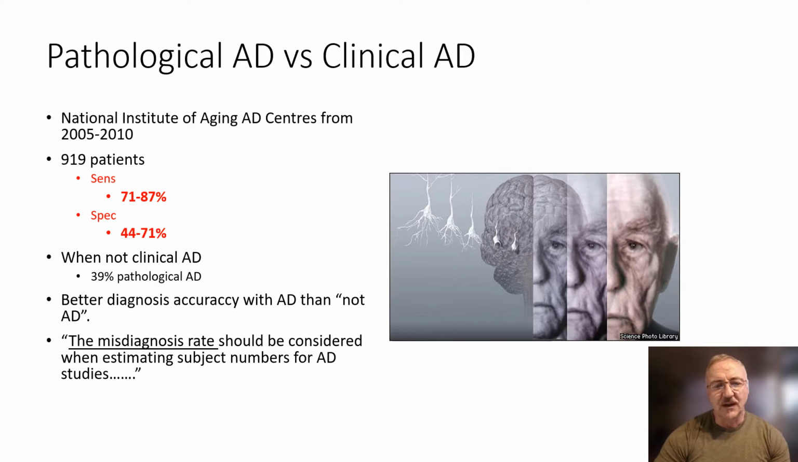Interestingly, when clinicians said there was no clinical evidence of Alzheimer's disease at all, 39% of patients had pathological Alzheimer's disease, and these investigators said an interesting thing. The misdiagnosis rate should be considered when estimating subject numbers for Alzheimer's disease studies. And this has been a real curse, I think, in the literature for Alzheimer's disease.